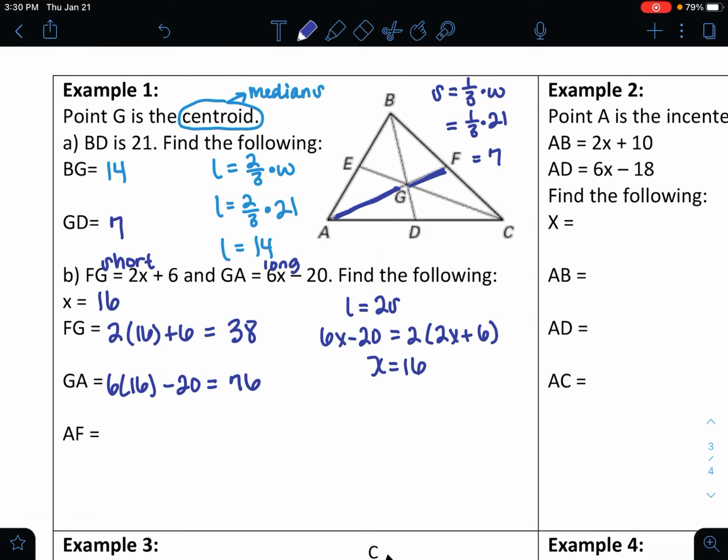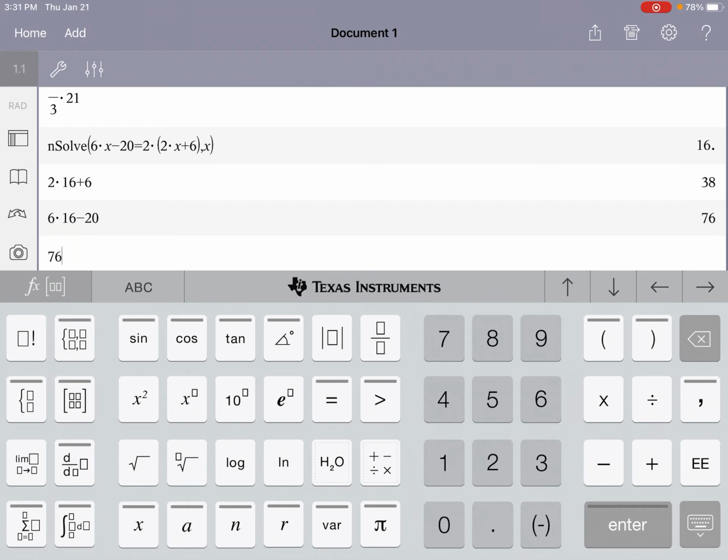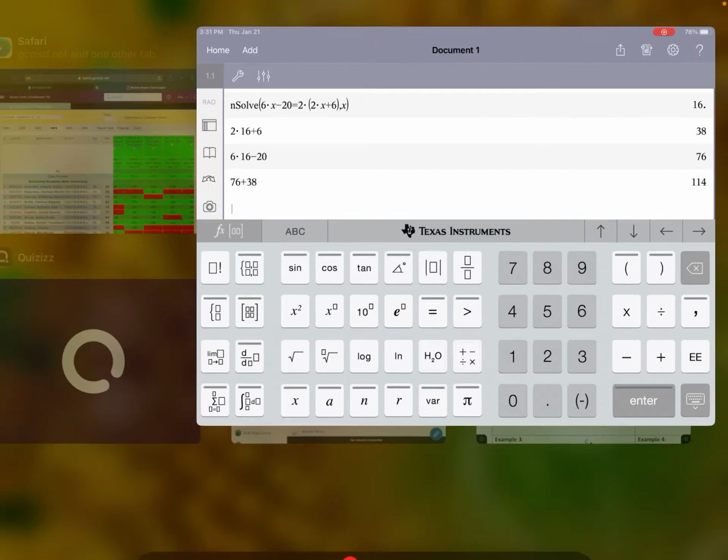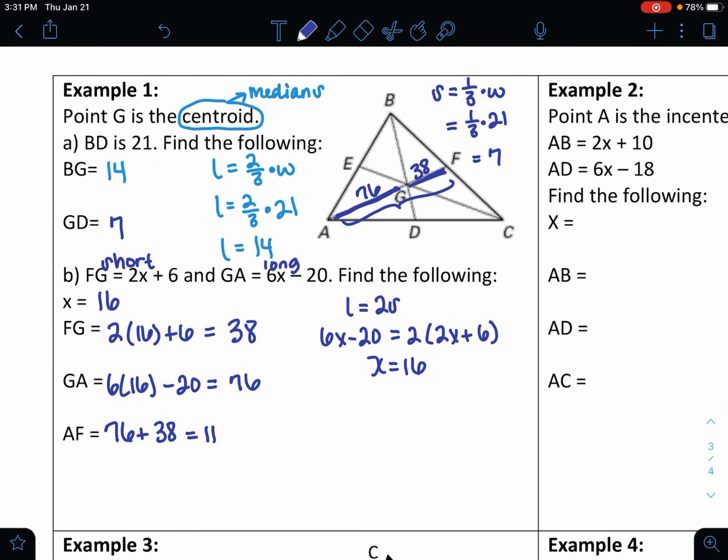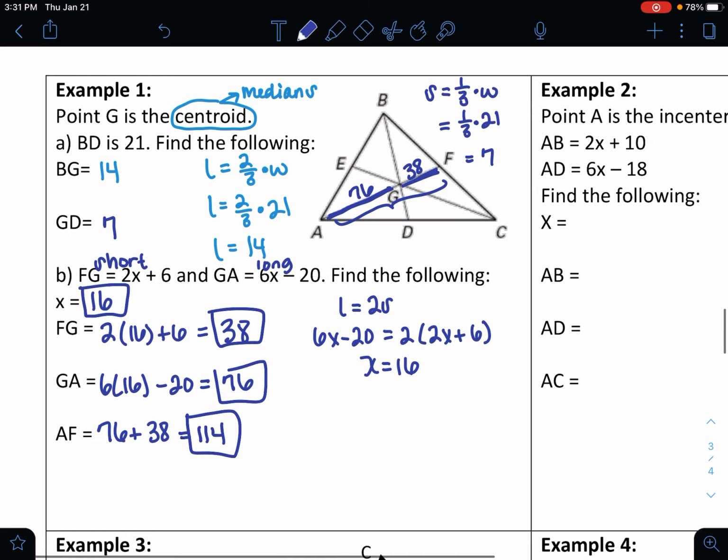And then AF would be, okay, so if you look, AF is the whole thing. So AG or GA was 76. GF or FG, whatever, it doesn't matter how you say it, was 38. So to get the whole thing, you have to add it together. So that's going to be 76 plus 38. So I'm just trying to model for you guys how to use your calculator because y'all act like y'all don't know how to use a calculator when I call on you in class. So we get 114. Okay? So we've done all that they asked us to do and put a little box around all of these, and we're going to move it right along.